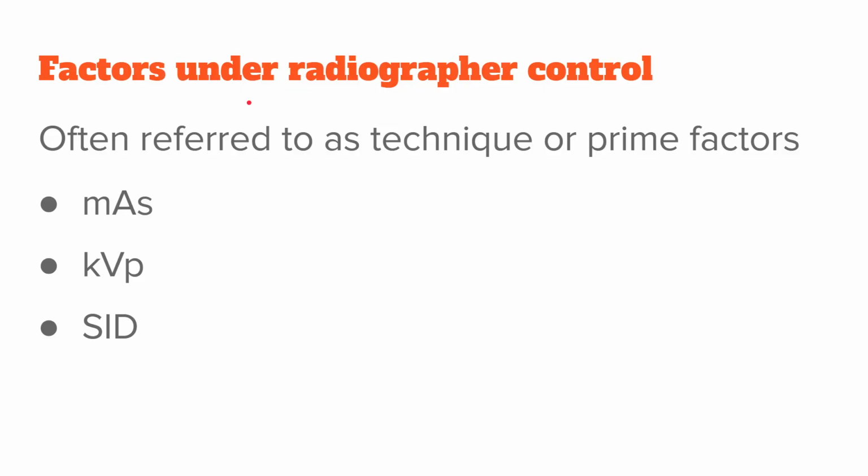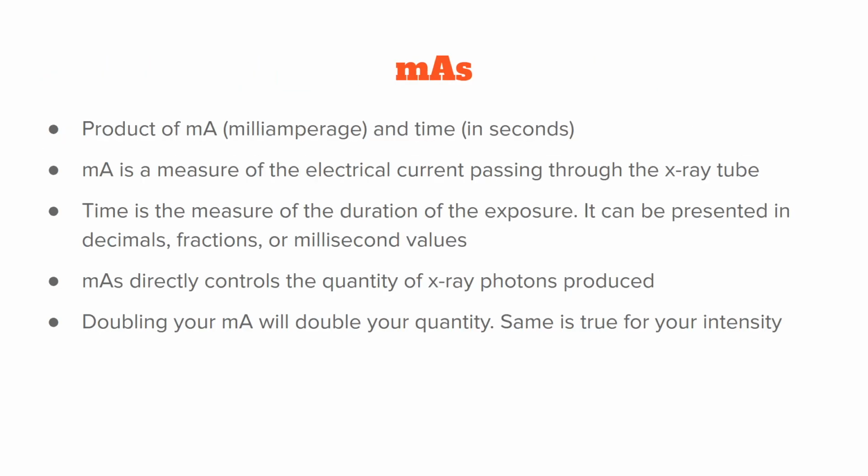Factors under radiographer control are often referred to as technique or prime factors. You have your mAs, your kVp, and your SID. We're going to get into each one of those individually. First off, starting with mAs, this is going to be a product of milliamperage and time. Milliamperage is a measure of the electrical current passing through the x-ray tube. This milliamperage is going to get applied to the filament, and that mA is what's going to cause the electrons to start forming through thermionic emission.